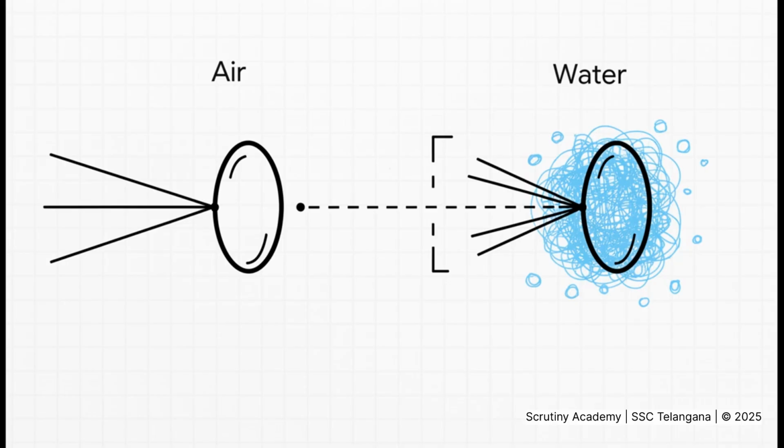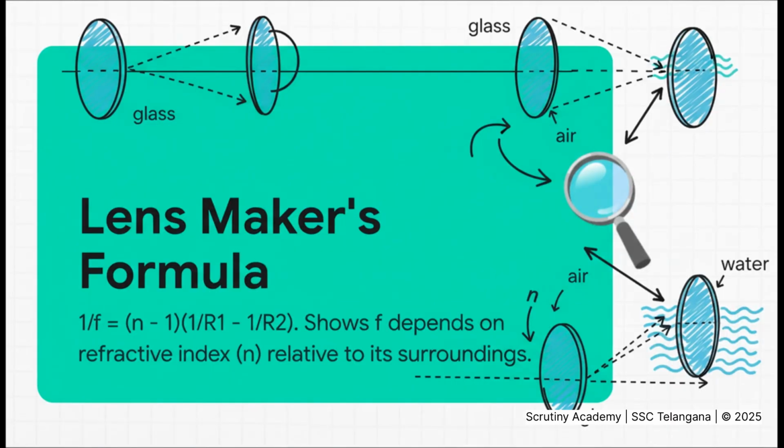A lens is not the same everywhere. When you take a standard glass lens and put it in water, its focal length actually gets longer. And a longer focal length means a weaker, less powerful lens. The environment totally changes the game. The reason why is all explained by this, the lens maker's formula.